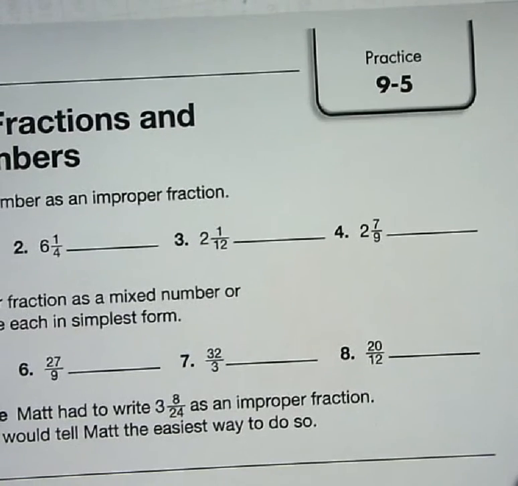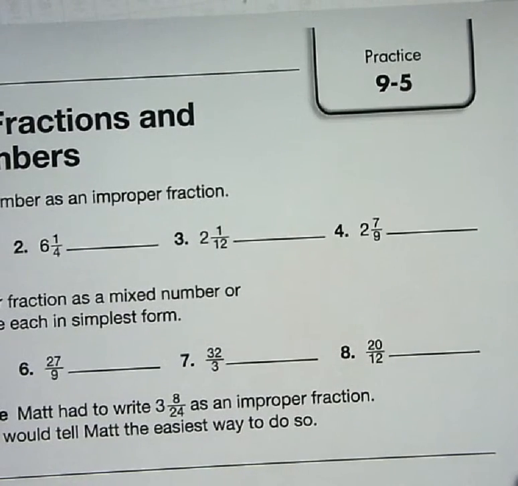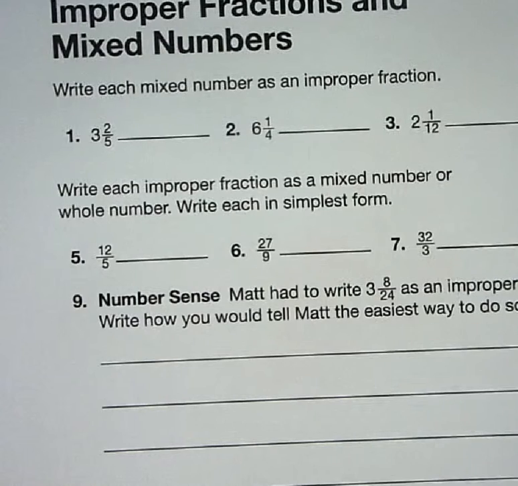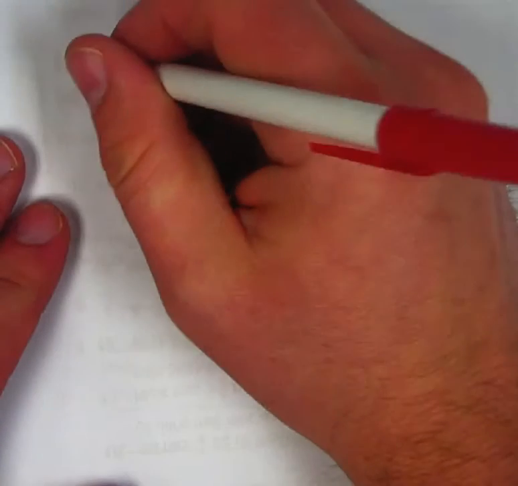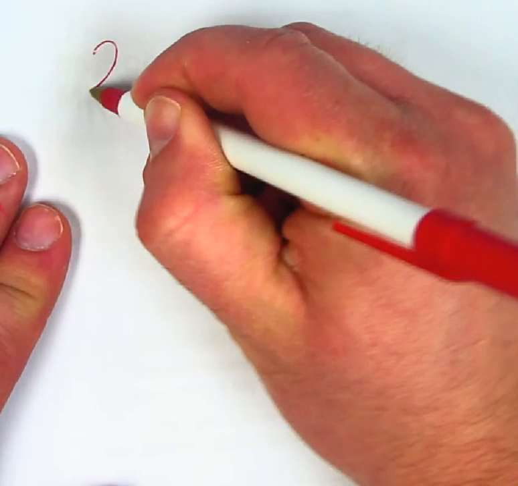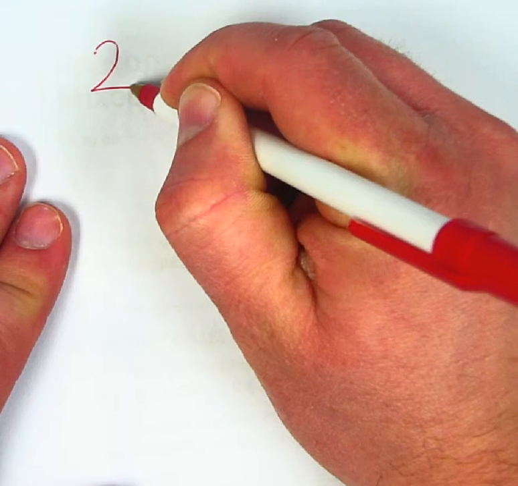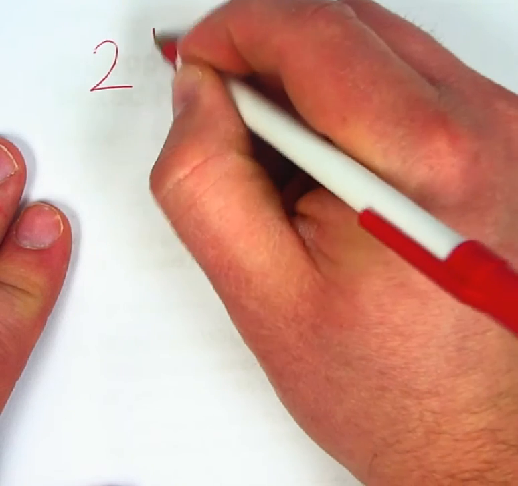Okay, tonight's homework is 9-5. It is switching fractions between improper fractions and mixed numbers. So real quickly, just to give you a reminder of what that means, a mixed number means that you have a whole number, like the number 2, combined with a fraction, like 1/4.